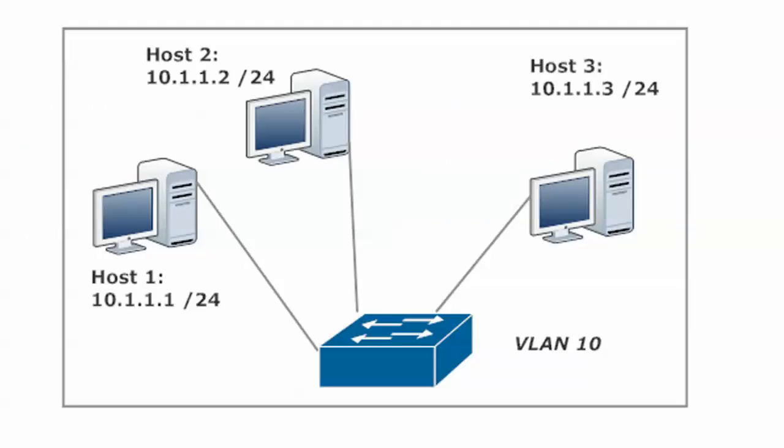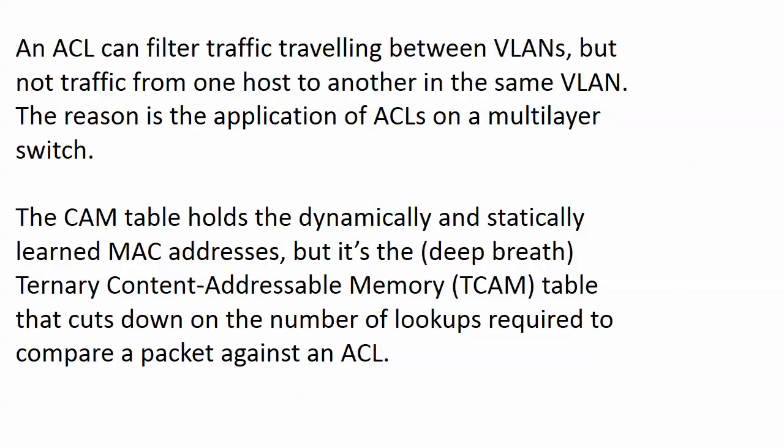We've got three hosts, all obviously from the same subnet. All have the same mask. I'm not pulling any tricks on you here. Hosts 1, 2, and 3, from 10.1.1.1 to 10.1.1.3, all in VLAN 10. And so what's the problem? Well, with an ACL, this is the issue. An ACL can filter traffic traveling between VLANs, but not traffic from one host to another in the same VLAN.